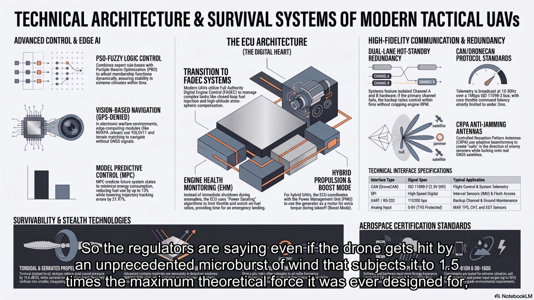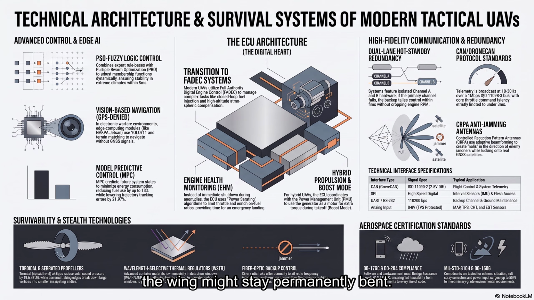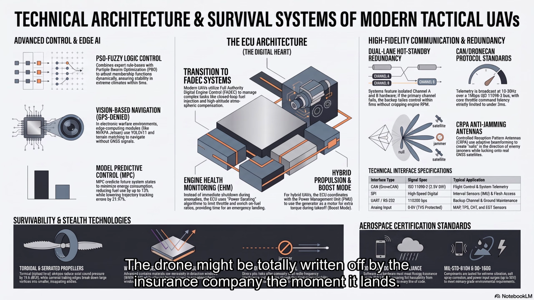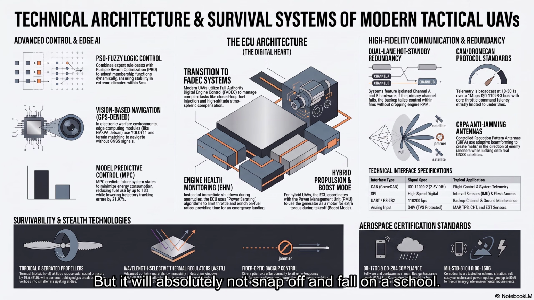So the regulators are saying even if the drone gets hit by an unprecedented microburst of wind that subjects it to 1.5 times the maximum theoretical force it was ever designed for, the wing might stay permanently bent, the drone might be totally written off by the insurance company the moment it lands, but it will absolutely not snap off and fall on a school. Exactly. It fails safely. That's the objective.